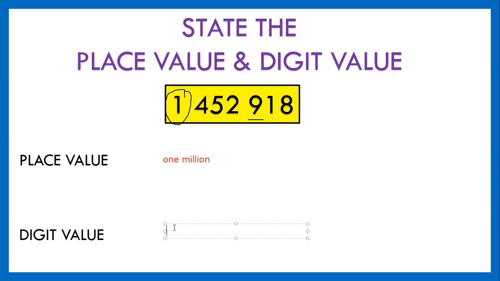And what is the digit value of the 1? Of the digit 1, you have to write down the full value of that number, 1 million, with all the zeros at the back. Clear? So now you know what a place value means and a digit value means. Okay? So let's clear and let's move on.